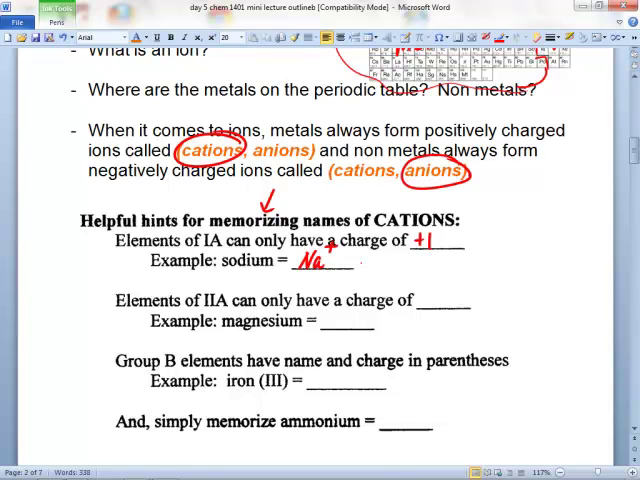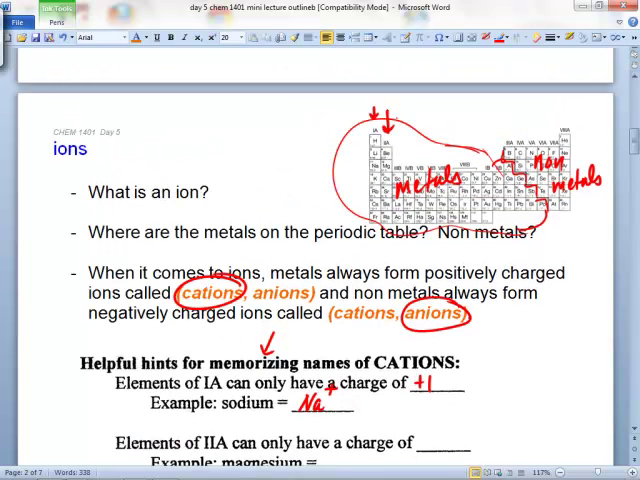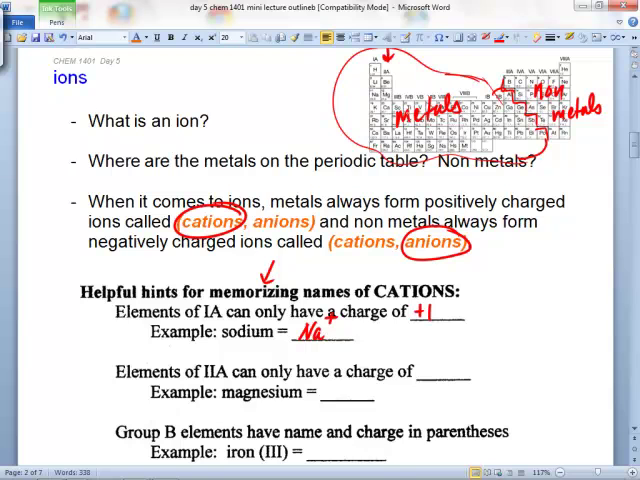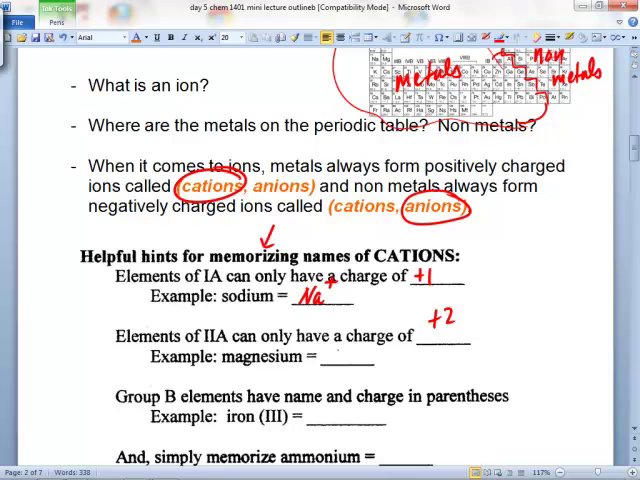2A. Group 2A, right next to it, can only have a charge of, just guessing, +2. So the element magnesium and its ion have the same name. Magnesium, magnesium. Mg+2, magnesium again, because it has to be +2.